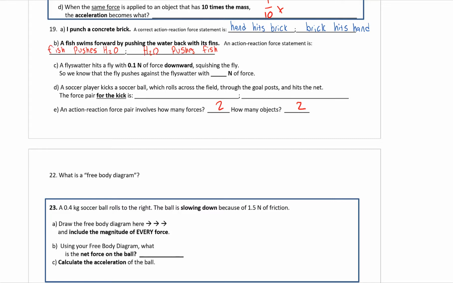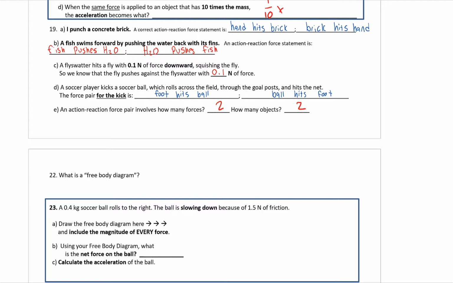So if a fly swatter hits a fly with 0.1 newtons of force downwards, the fly pushes against the fly swatter with exactly the same amount of force, upwards. So 0.1 newtons upwards. Finally, the last action-reaction pair, you have a soccer player kicking a ball. So if the foot hits the ball, then the ball also has to push back or hit the foot.